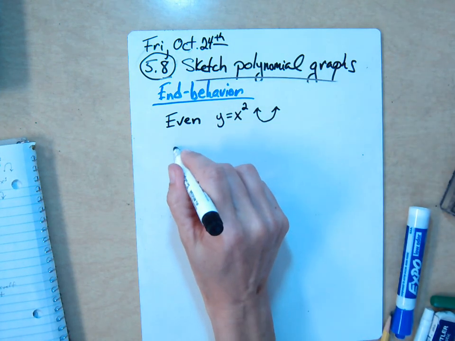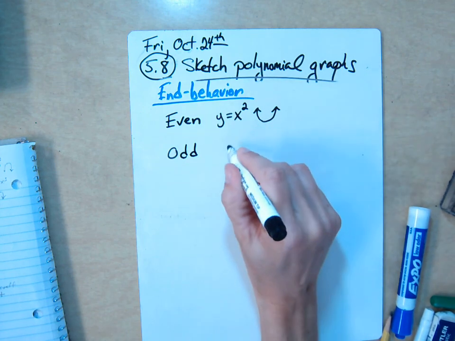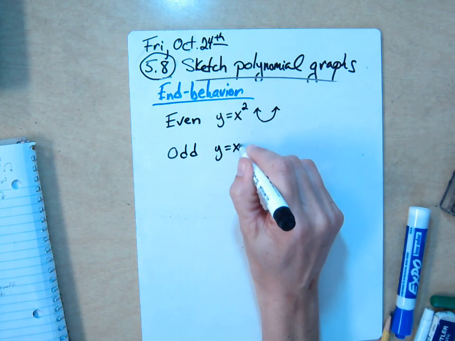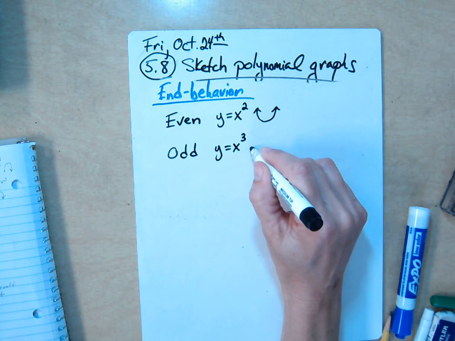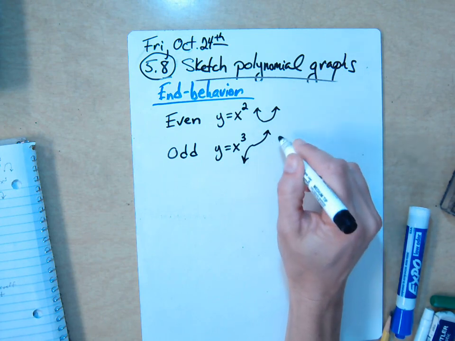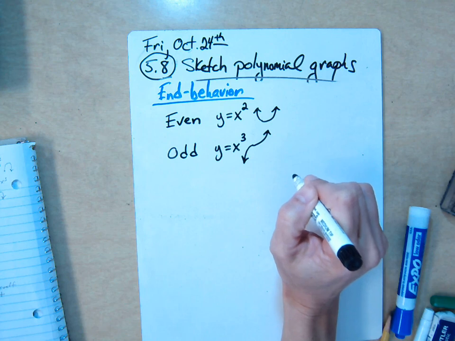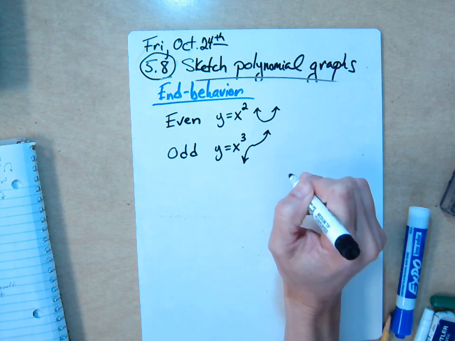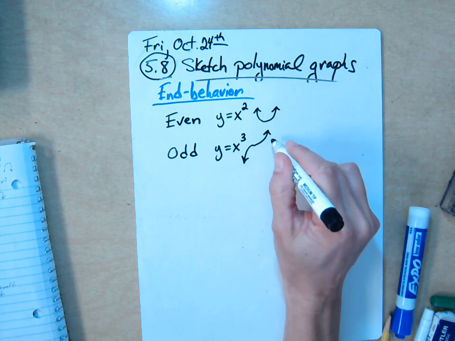If the function is odd, then you should right away think y equals x cubed. And if you forget, you can make a table of values, but you should know that it looks like that and it starts down and ends up. So any odd degree polynomial, like 7th degree, 9th degree, it'll start down and end up.